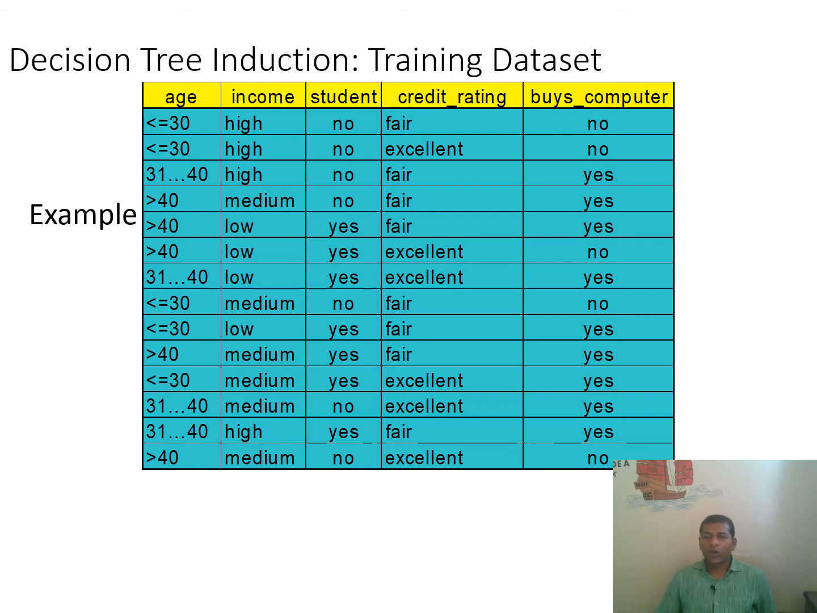Buys computer or not. So this is the decision we are expecting. Sometimes we say this as a no and sometimes as a yes. So this is previous data, a history with which we will be able to construct a particular model.